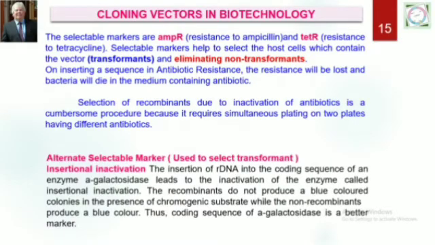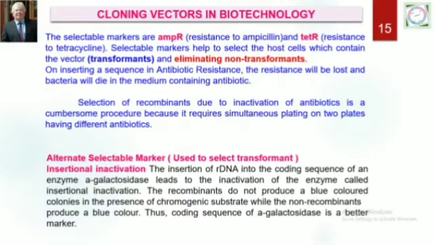But selection of recombinants due to inactivation of antibiotic resistance is a cumbersome procedure because it requires simultaneous plating on two plates having different antibiotics. That may not give very effective results. Hence, alternate selectable markers are devised, and these are used to select transformants. As I have already mentioned, there is a procedure called insertion inactivation. So, if insertion of recombinant DNA is done in the coding sequence of the enzyme beta-galactosidase, that leads to inactivation of the enzyme, and that is called insertion inactivation.